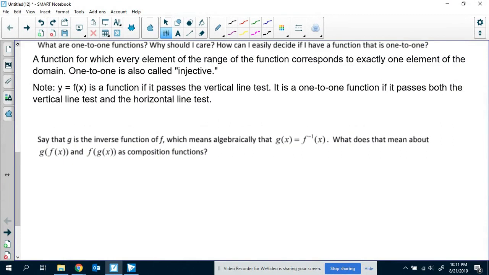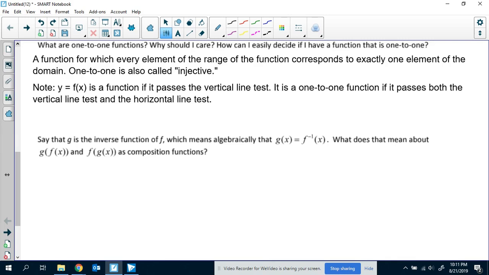What are one-to-one functions? Why should I care? And how easily can I decide if I have a function that is one-to-one? So a function for which every element of the range corresponds to exactly one element of the domain is a one-to-one function, and those are also called injective in mathematical terms. So if you go to college and they use the word injective function, that's something that you might want to know.